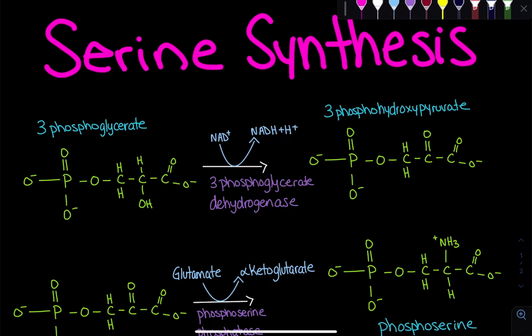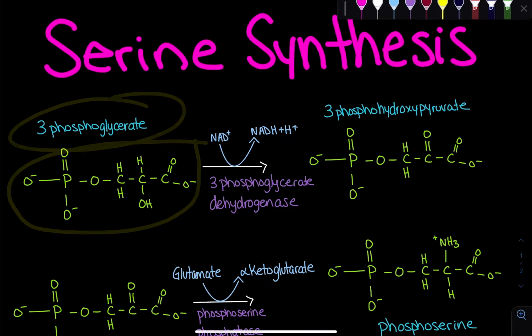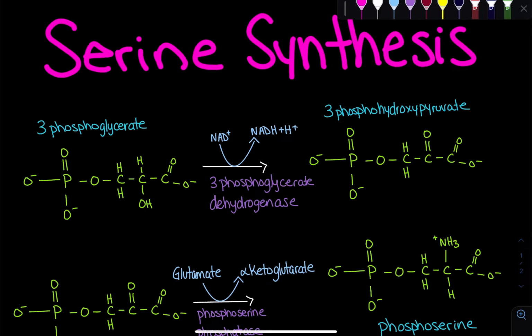In the payoff phase, one of the intermediates is 3-phosphoglycerate with the following structure. So 3-phosphoglycerate has a phosphate on that third carbon. It has that carboxylate group on one end, and it has this hydroxyl in the middle. Now we have to turn this into serine. But before we even turn it into serine, what does serine look like compared to 3-phosphoglycerate?